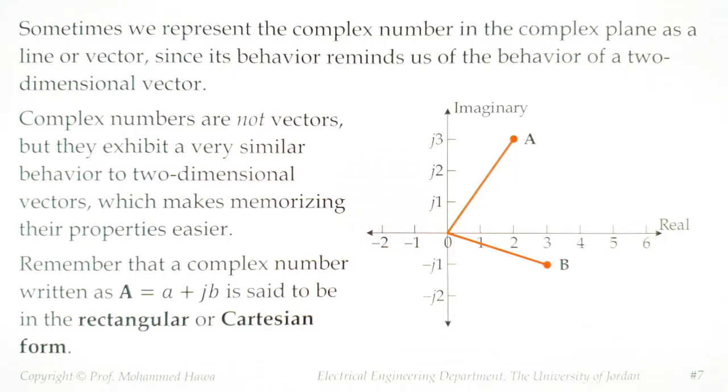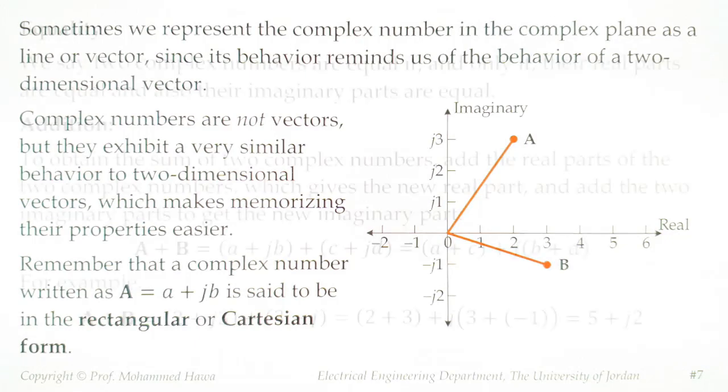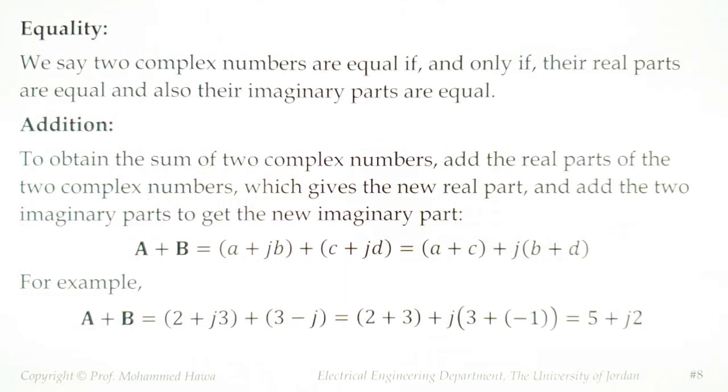A quick reminder, we call a plus jb the rectangular form or the Cartesian form of the complex number because we can visualize that complex number in the rectangular or the Cartesian coordinate system. Now let's talk about some properties and some mathematical operations we can perform on complex numbers.